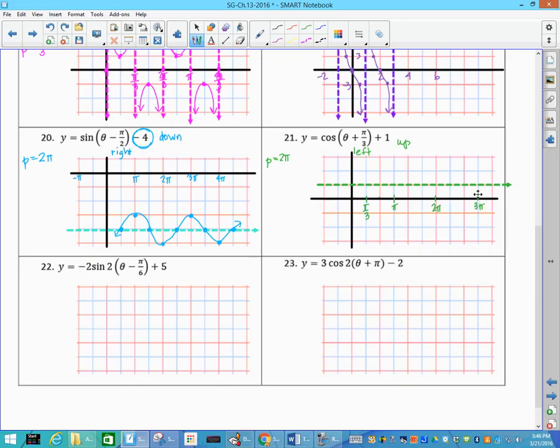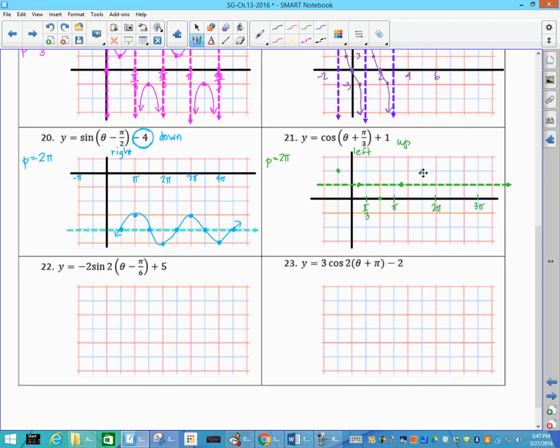Now cosine starts up from the midline, up 1. We will go up 1 and down 1 from this midline because our amplitude is 1. So I start at 1, but I have to go left pi over 3. Normally it ends at 2 pi, but I'm going left 1. From there, I remember halfway between, it's at a min, which is 1 below the midline. And then halfway between those 2 points are my zeros.